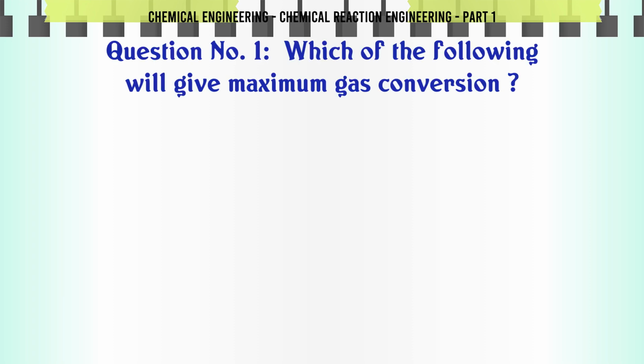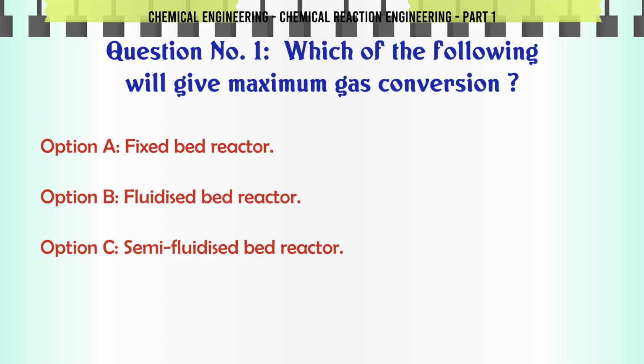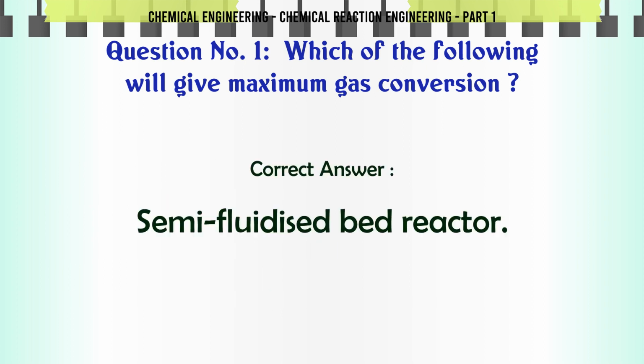Which of the following will give maximum gas conversion? A. Fixed bed reactor. B. Fluidized bed reactor. C. Semi-fluidized bed reactor. D. Plug flow catalytic reactor. The correct answer is semi-fluidized bed reactor.